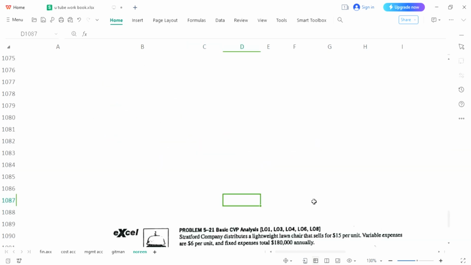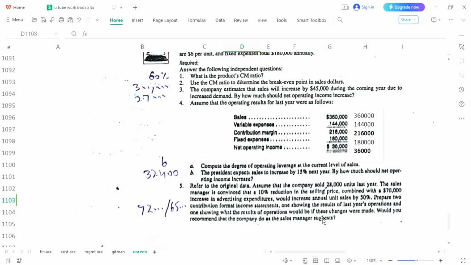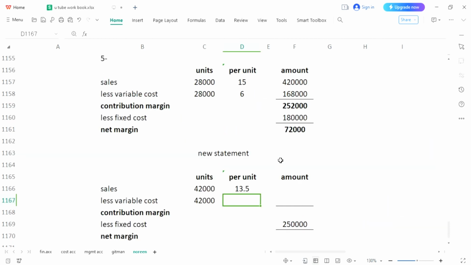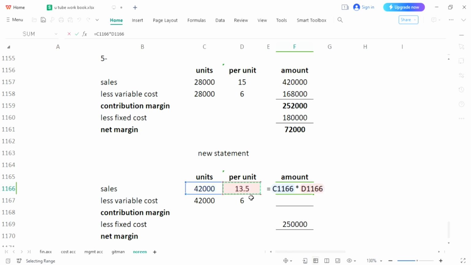Since all three changes have been made and there is no discussion about variable cost, as you can see, and no change in variable cost, we will use the same variable cost which was present over here, 6. Write down 6 over here. Everything has been completed. Now it's time to calculate the amounts. To calculate sales, we have 42,000 units, which we multiply by the per unit price of 13.5. The sales amount has arrived. Now to calculate variable cost, we have 42,000 units multiplied by 6 per unit. So we have got our variable cost.